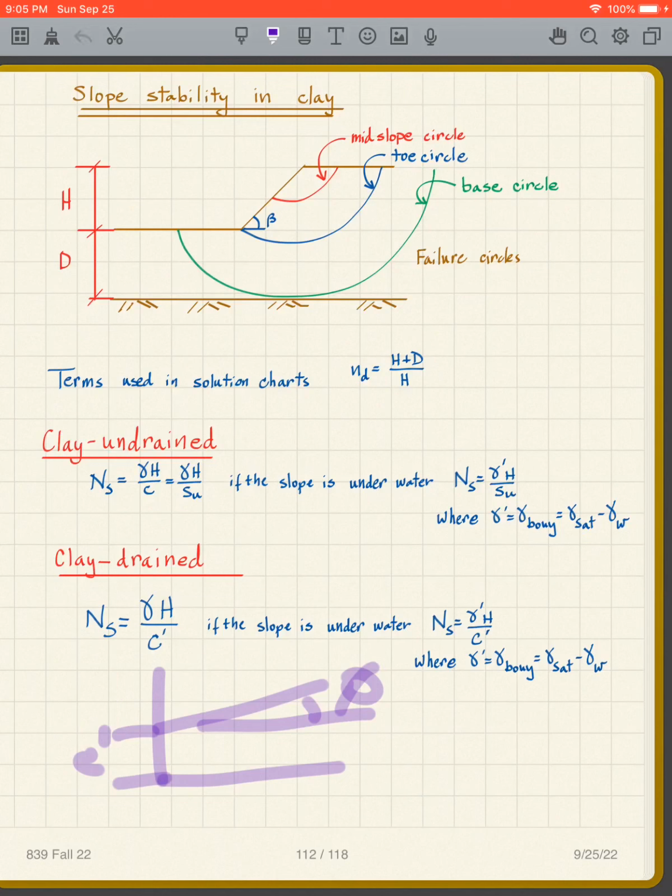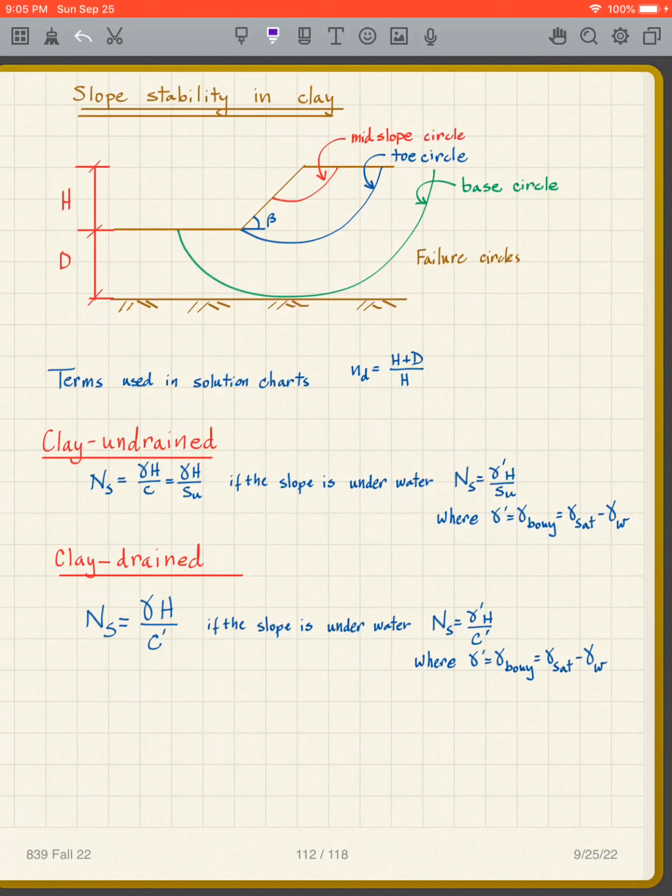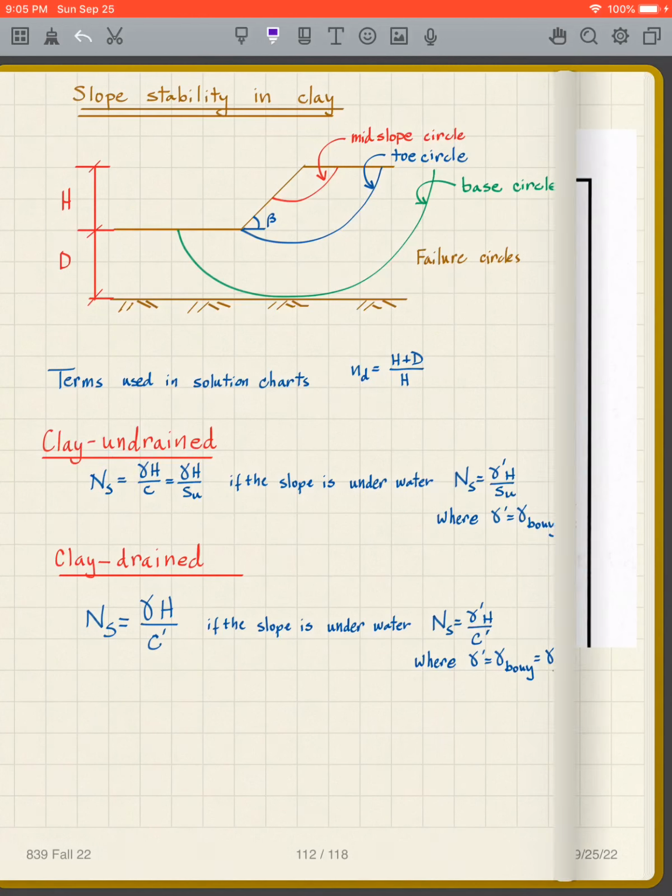So this is our NS, which we're going to use to enter the chart. If the slope is underwater, then it's gamma prime H over C prime, where gamma prime is gamma saturated minus gamma W. Okay, so these are the terms we need. We need an ND and we need an NS. We can enter our charts.